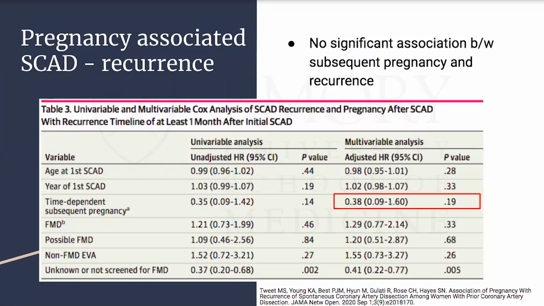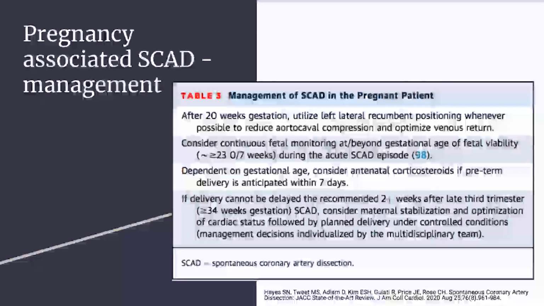But overall, their Cox analysis, when controlling for age at first SCAD and FMD status, showed no significant association between subsequent pregnancy and SCAD recurrence. You can see here, these were all non-significant hazard ratios for both definitions of recurrence. So as the recurrence rate for SCAD isn't trivial and pregnancy is a known risk factor, traditionally patients have been counseled to avoid pregnancy, but I think the data from these recent studies suggests that we may need to reevaluate this recommendation.